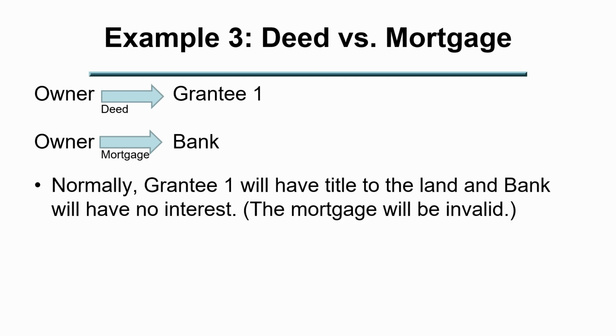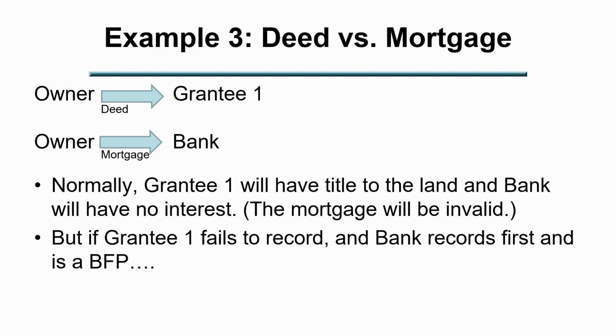Now once again, under the normal common law rules, grantee number 1 has title to the land and the bank will have no interest in the land at all. The mortgage will be invalid. Why? Because the owner didn't have title to the land when they gave the mortgage to the bank, so they had no authority to give the bank any interest in the land at all. Once again, however, the recording acts can change that result.